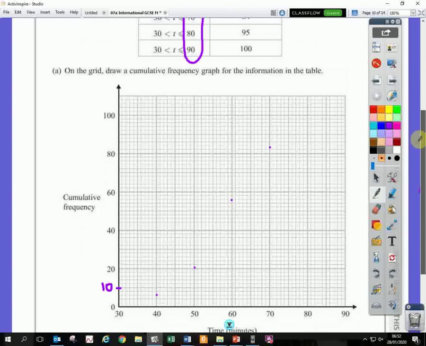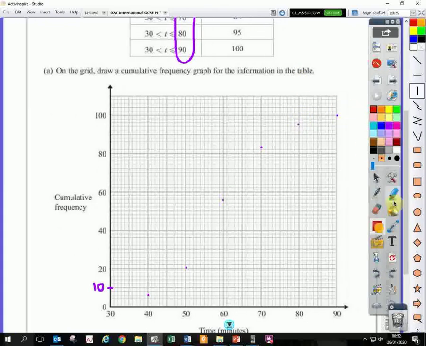84, and then 95, and then 100. Okay. You can draw a curve. You can join from 0, you can join from first to last. They do accept a dot to dot as well. That's entirely up to you, whichever one you prefer. Just go for the standard one, join from 0.